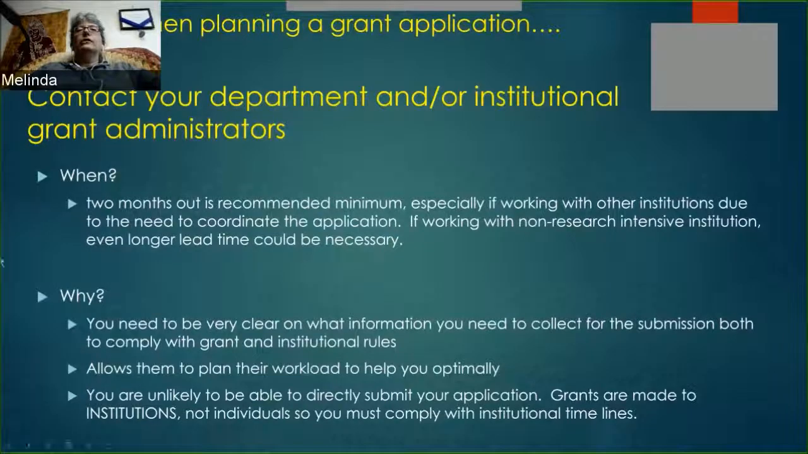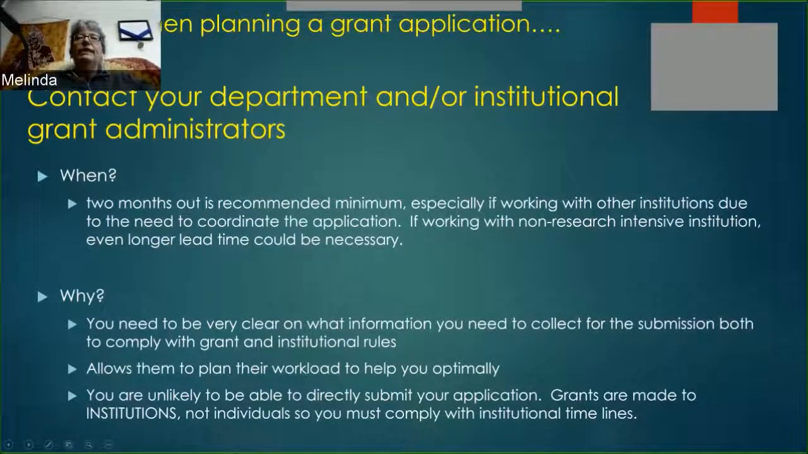Now, as you're going to try to really get that grant out, really think about, what are your steps? Very often people think the first step in planning a grant application is to write the grant. But really, contact your department or your institutional grants administrators first. And most of the time, 2 months out is a recommended minimum to tell them that, yes, I'm submitting a grant for a June 5th deadline.